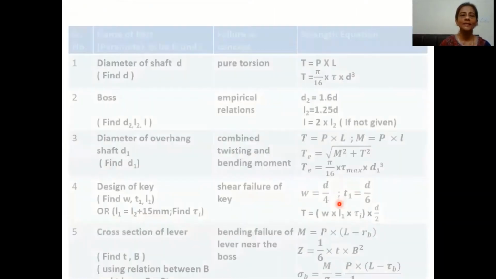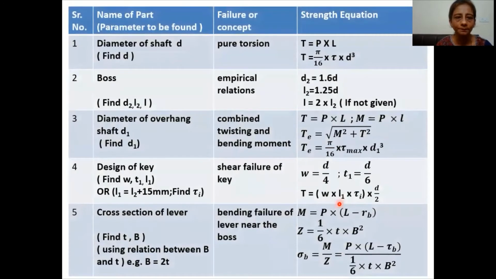So which all steps we will follow? This is the table which we have made here to easily understand these steps one after the other we are going to follow. So we will first of all calculate the twisting moment and then we will find out diameter. For boss design, we will use empirical relations.